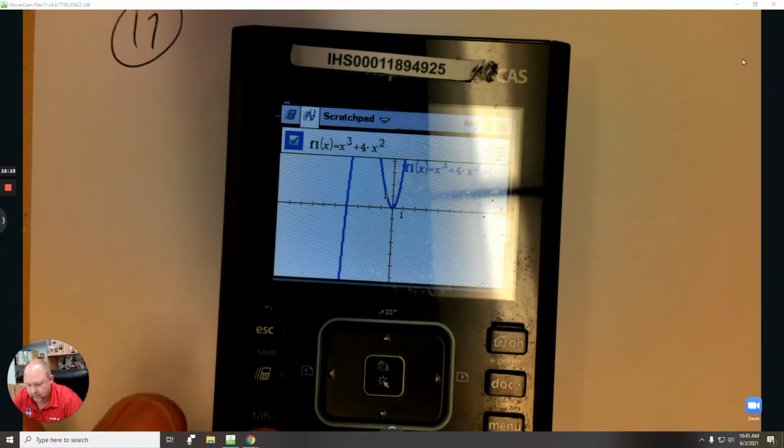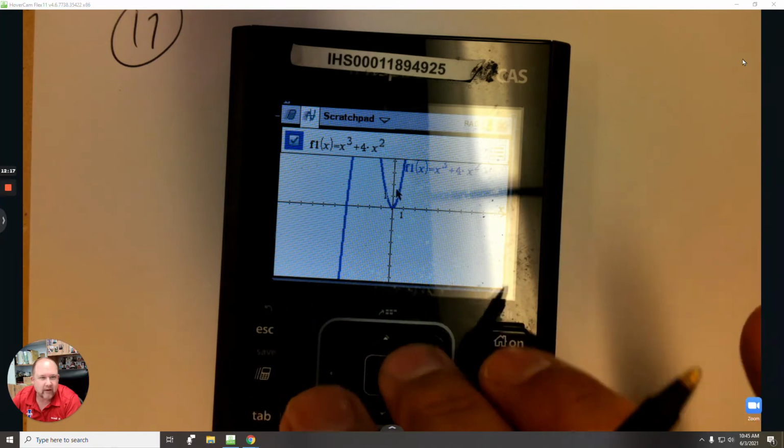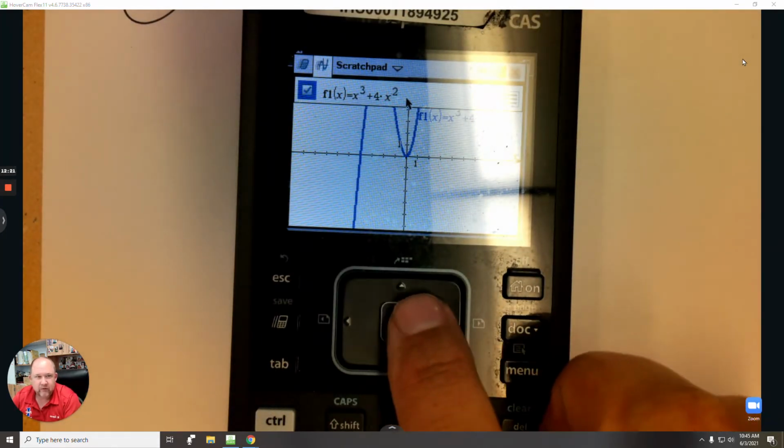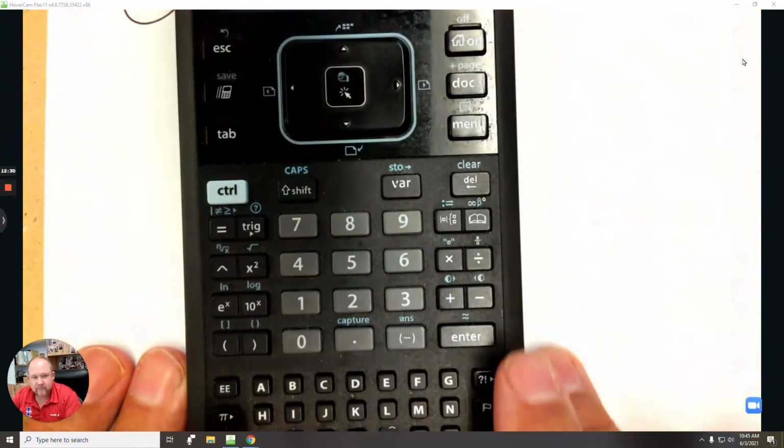Subtract 5x. Okay. So, oops. It got off the window. Do you see how you have this nice pad right here? You can move that back to where it needs to go. And it's, again, minus 5x. All right. Then press enter. Press enter. And then there's the graph.